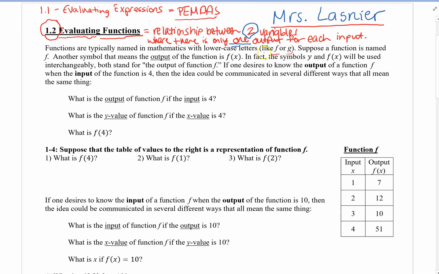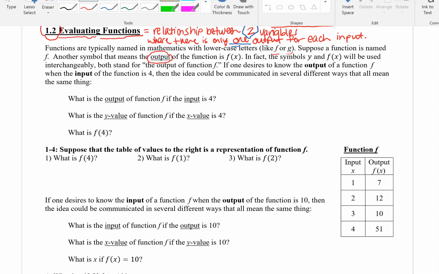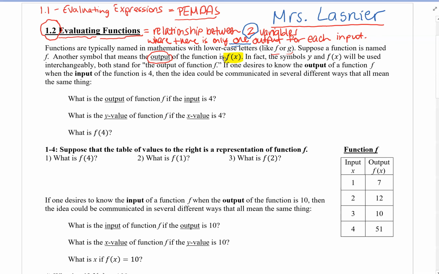But it doesn't have to be f or g. You can really name a function with any letter you want, and they don't have to be lowercase. It's just that that's how you will most often see them represented. So suppose a function is named f, lowercase f. Then another symbol that we could use to refer to the output of that function, or the y value of that function, is this notation right here: f(x).